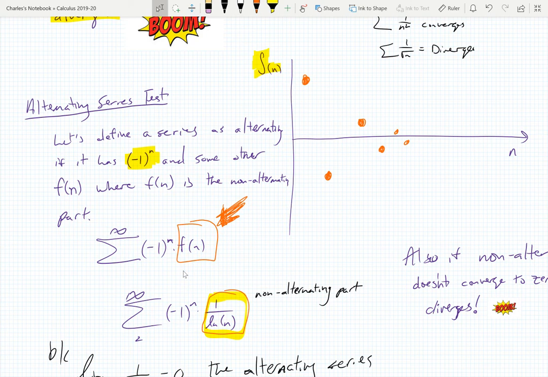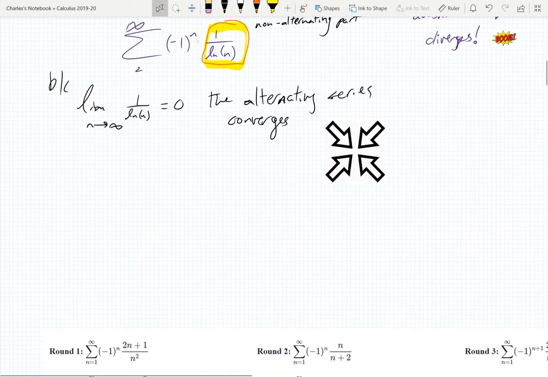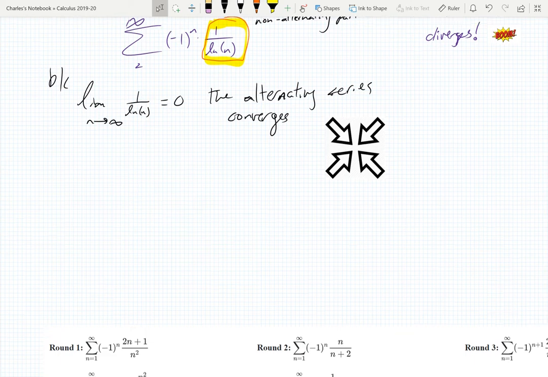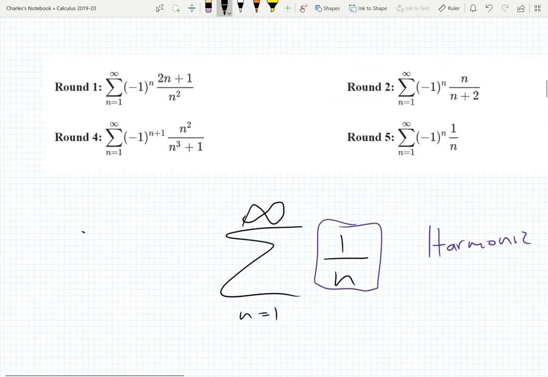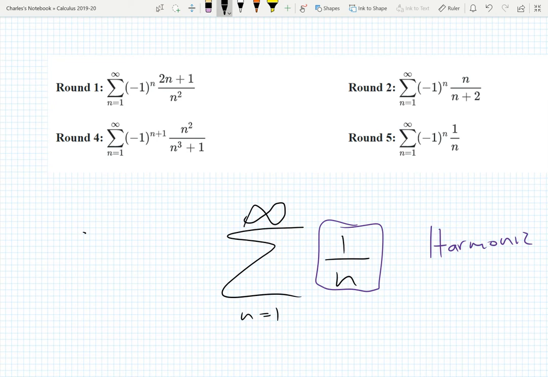So far we've had the divergence test, we have the alternating series test. You could look at this and you can kind of quickly say, is this an alternating series? Yes. Does this part go to 0? Yes. So I'm going to say converges. Is this an alternating series? Yes. Does this part go to 0? Bigger powers on the bottom. So I'm going to say yes.